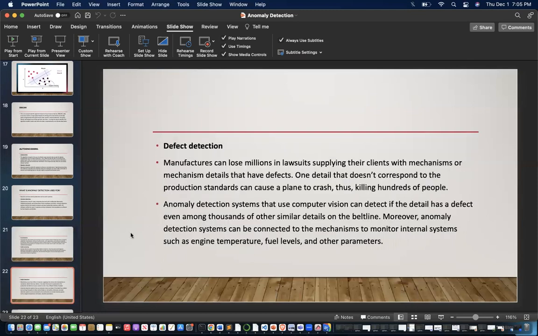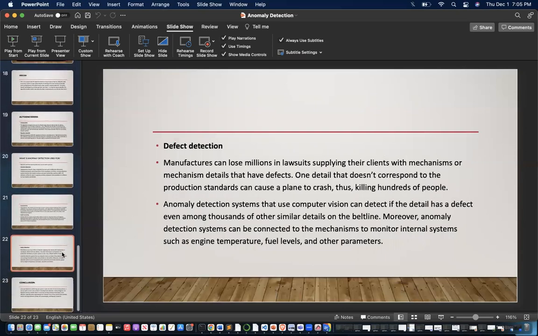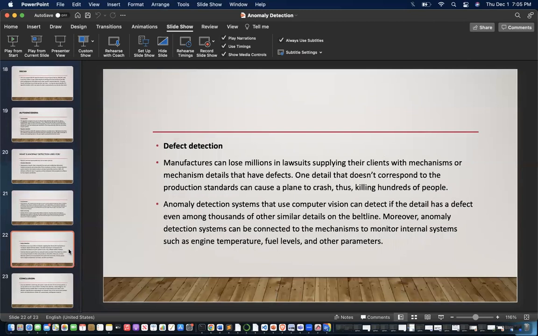And defect detection. Anomaly detection systems that use computer vision can detect if a part has a defect even among thousands of other similar parts on the belt line. Moreover, anomaly detection systems can be connected to mechanisms that monitor internal systems such as engine temperature, fuel levels, and other parameters.